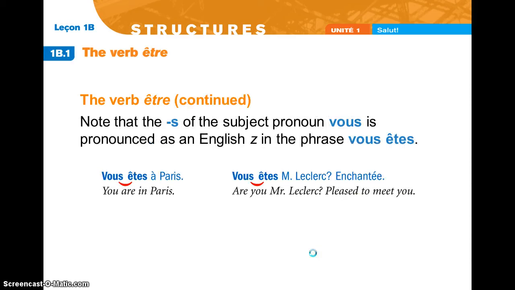Did you notice that after I told you that the S in the word vous is silent, I pronounced it? Make this note that the S of the subject pronoun vous is pronounced as an English Z in the phrase vous êtes. This is called a liaison, and it's represented here by this little red connection. This is something you don't have to write at all in French. We just need it to remind ourselves that we have to make this little connection. Vous êtes à Paris. Vous êtes Monsieur Leclerc. Enchanté.